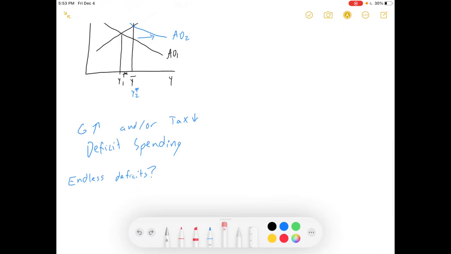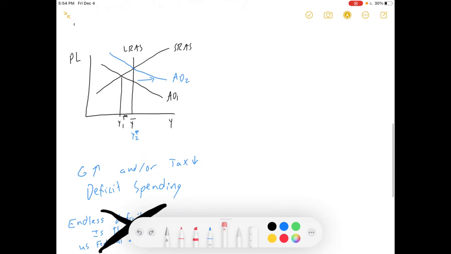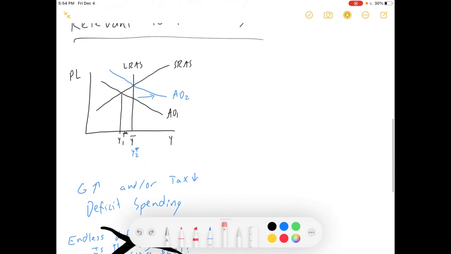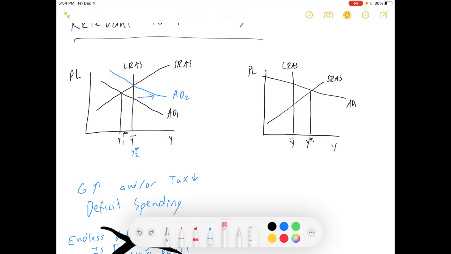Does this lead to endless deficits? Is this why the federal debt is $27 trillion? Short answer, no. Because our stabilization ideas do not lead to endless deficits. Yeah, we'll borrow money during recessions, but what happens during expansionary gaps or inflationary gaps?